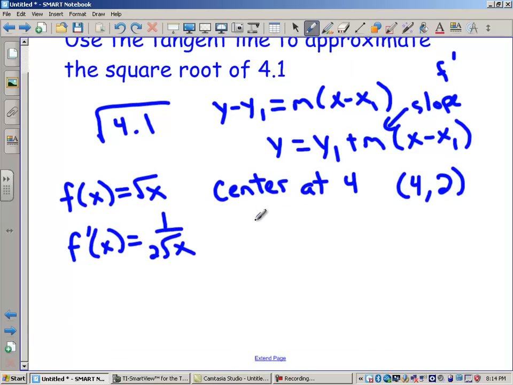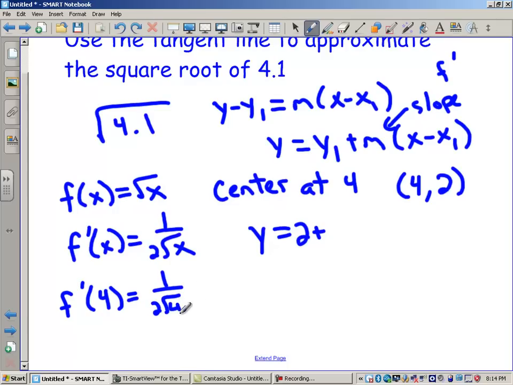So I'm going to get y equals 2 plus, now what's the slope? Well, we plug 4 into our derivative, so I want f prime at 4, and I get 1 over 2 square roots of 4, which is 1/4. All right, fine. That goes there. And then x minus x1. There's a tangent line equation to the square root of x curve centered at x equals 4.